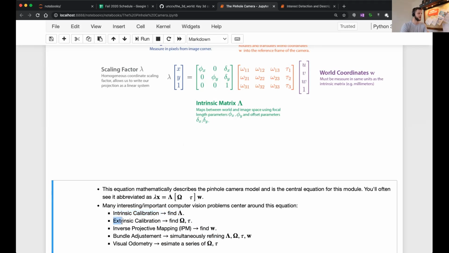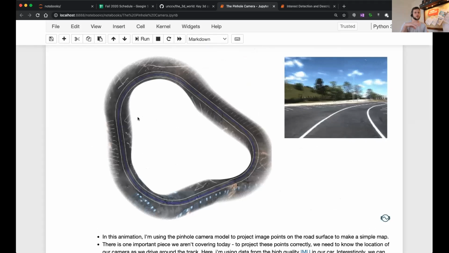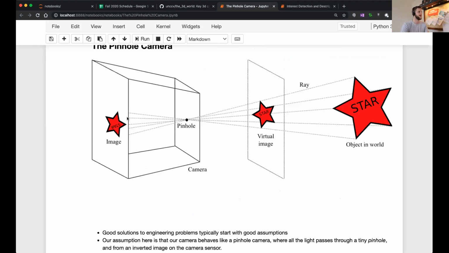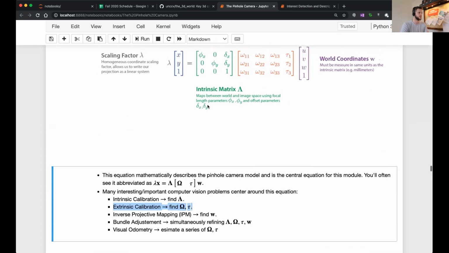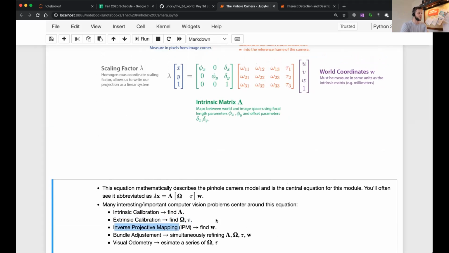Extrinsic calibration, this is figuring out where the camera is relative to the world. I'll get into this in a minute, but to make this map, I had to know where the camera was mounted on our car, like for example, how far above the road surface the camera was mounted. That would be extrinsic calibration. In that case, we're estimating tau, these displacement vectors. The problem of inverse projective mapping is if we're trying to figure out a map of the world. We're trying to find W in general.